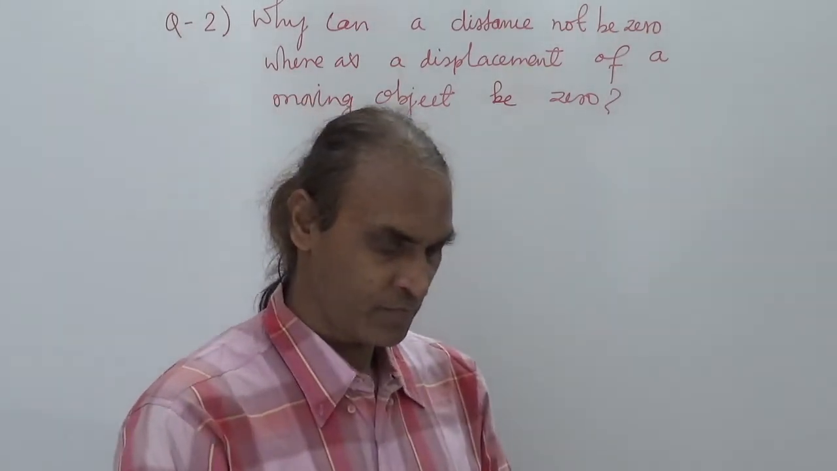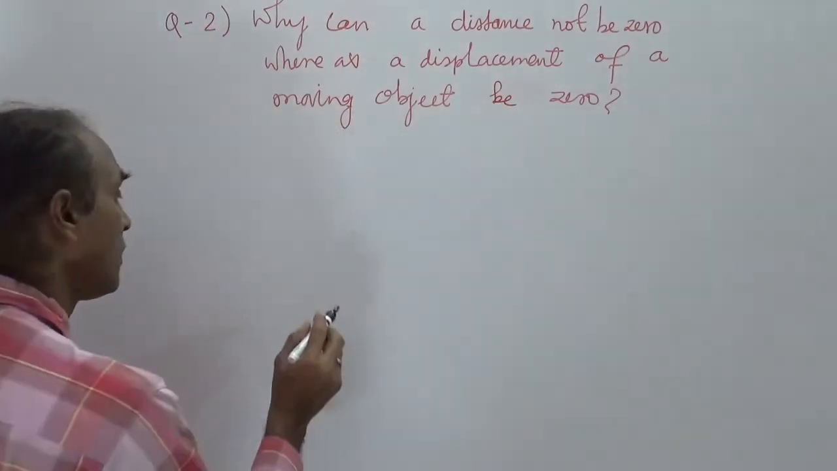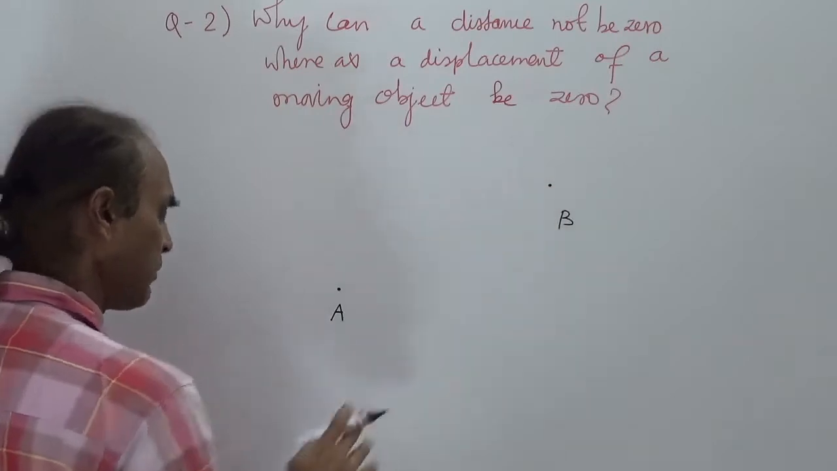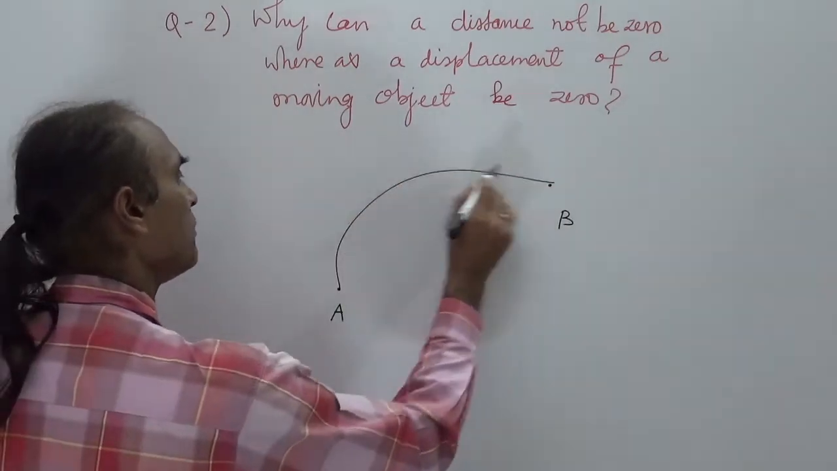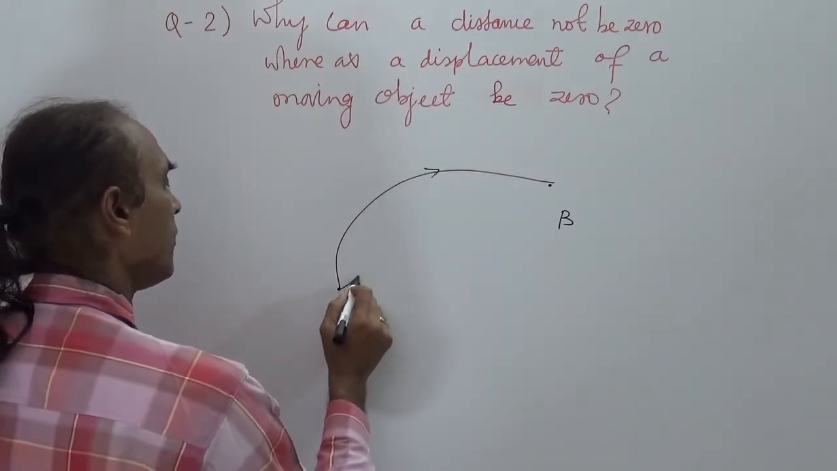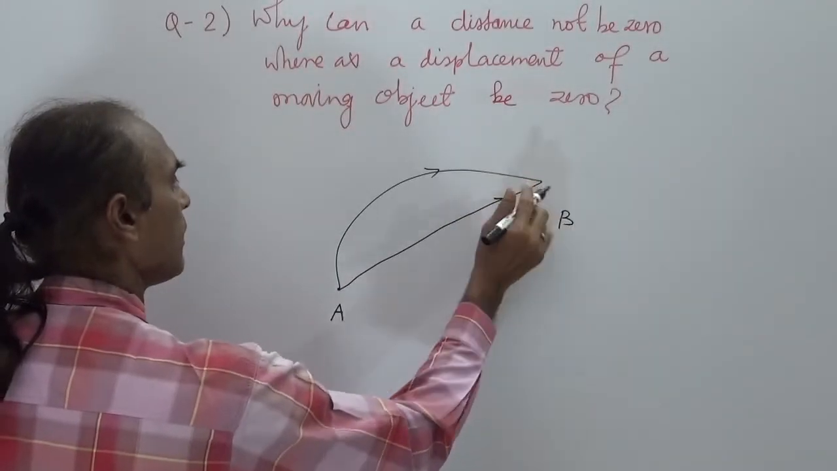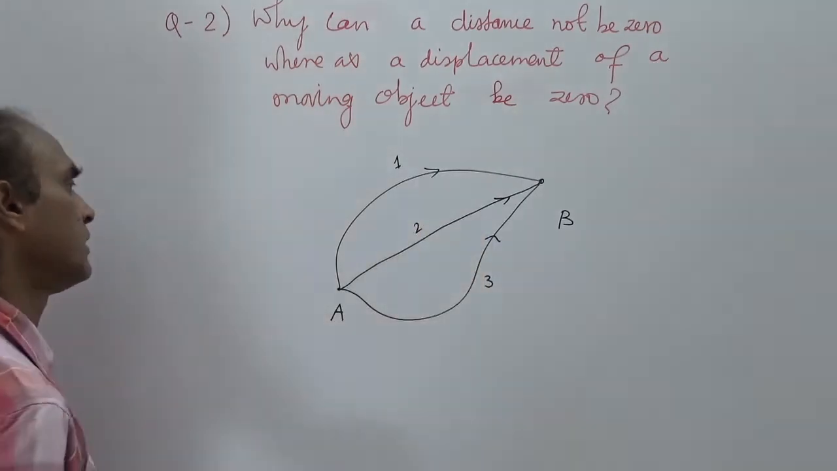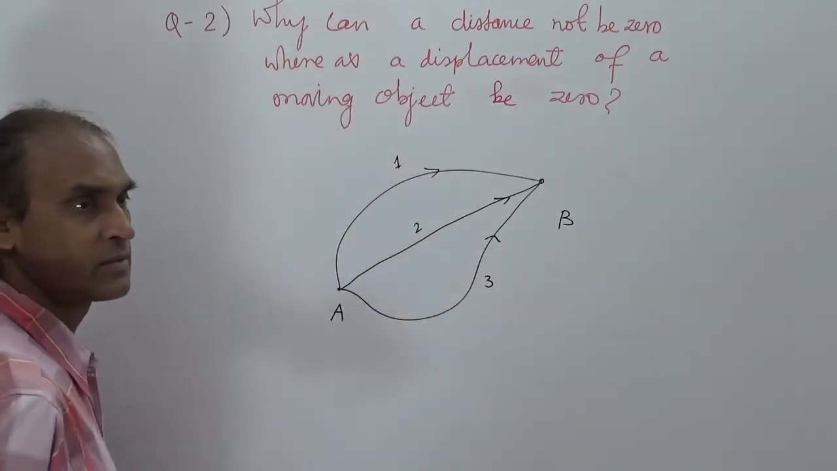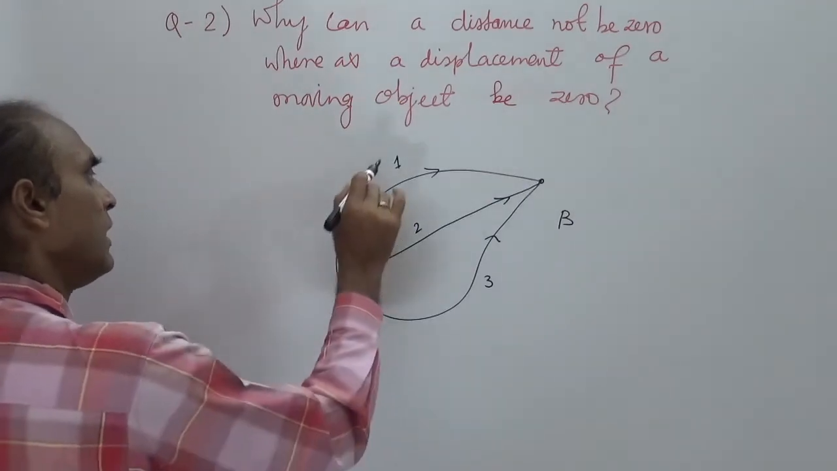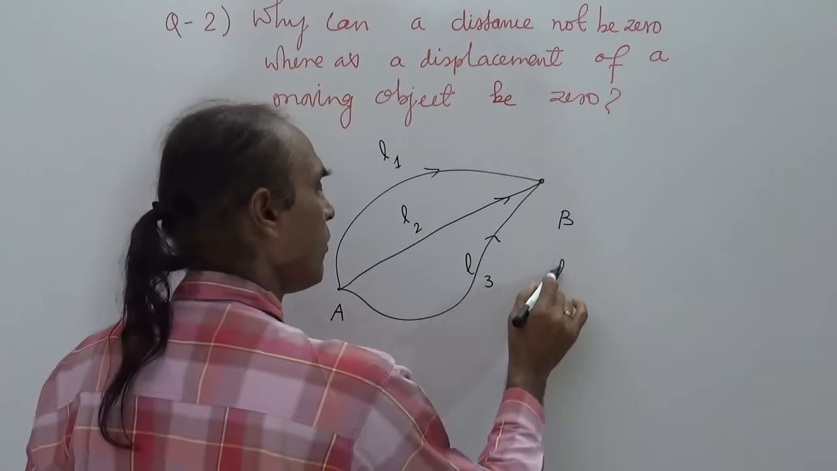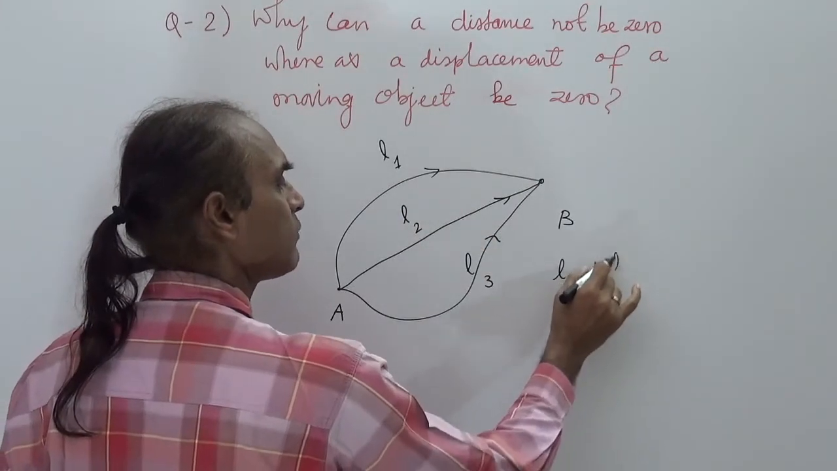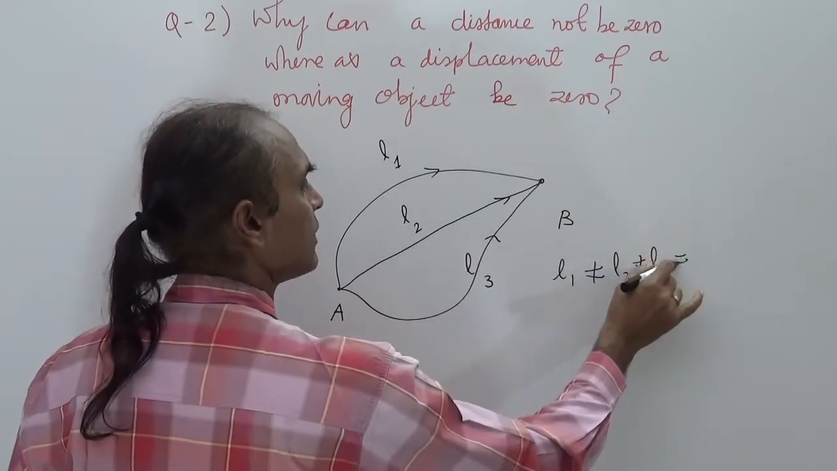For this, let me take a simple example. There are 2 points, point A and point B, starting point, ending point. You can move in many different paths: path 1, path 2, path 3. These are the distances. When you are moving between 2 points, the length of the paths cannot be zero. When the tip moves from A to B, the lengths cannot be zero. L1 is not equal to L2, is not equal to L3, in general not equal to zero.